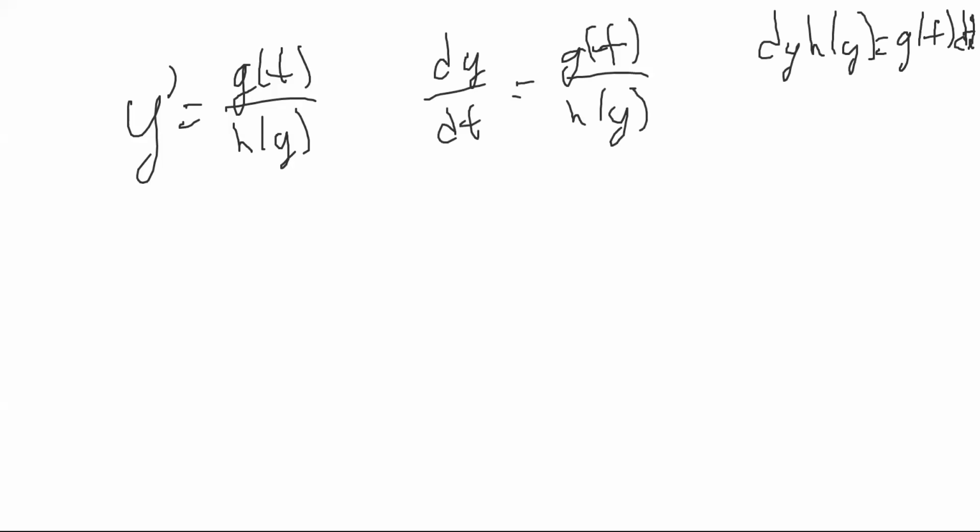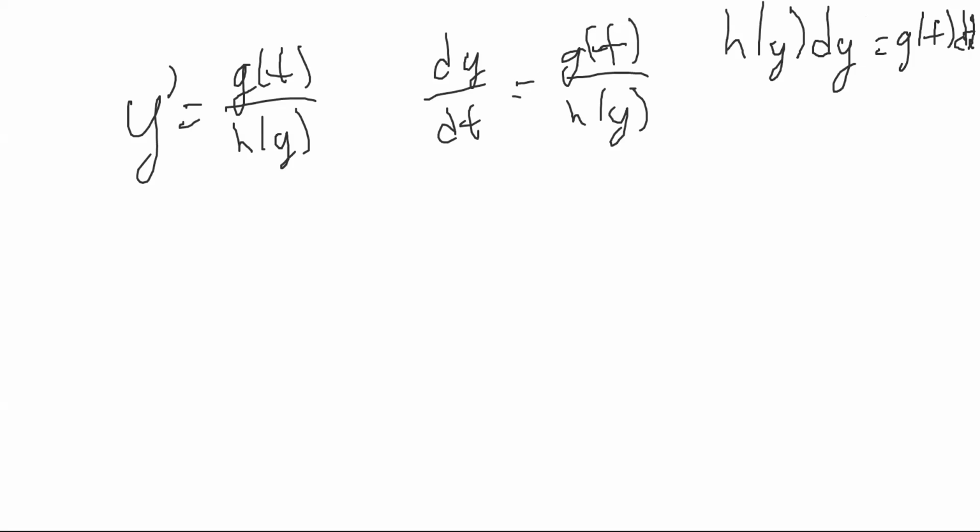Or more accurately, we generally might write the left-hand side as h of y dy. So h of y dy is equal to g of t dt. And then recall we would integrate both sides, where we integrate with respect to y on the left and with respect to t on the right. And that would be our solution to a separable differential equation. So why is this allowed?